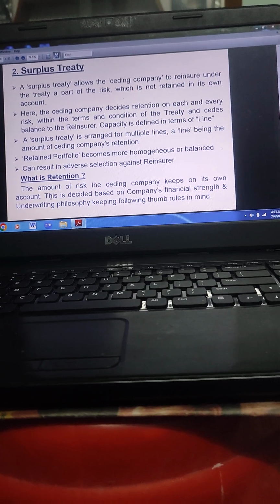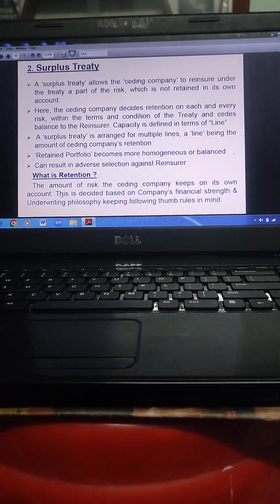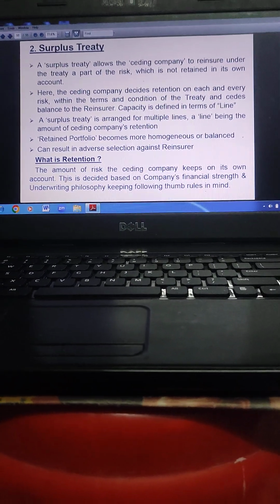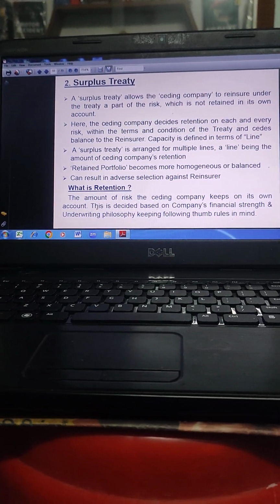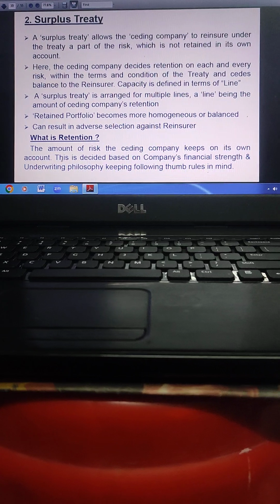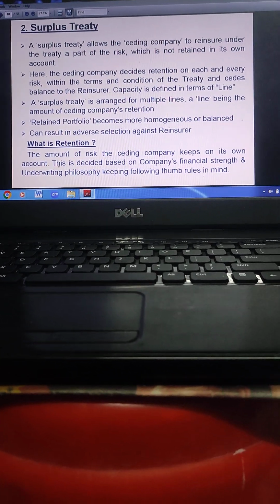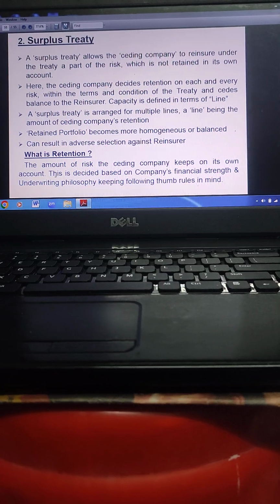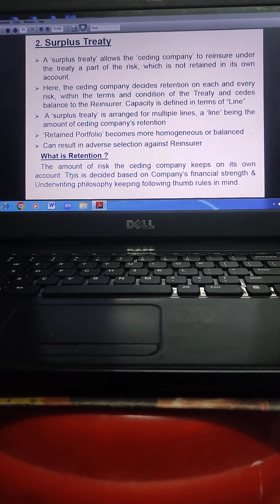Another is the surplus treaty. A surplus treaty allows the ceding company to reinsure under the treaty a part of the risk which is not retained on its own account. So here the ceding company decides retention on each and every risk within the terms and conditions of the treaty and cedes the balance to the reinsurer.